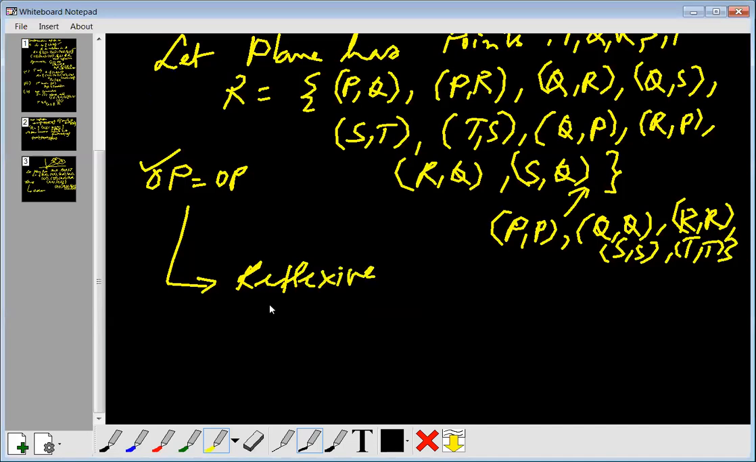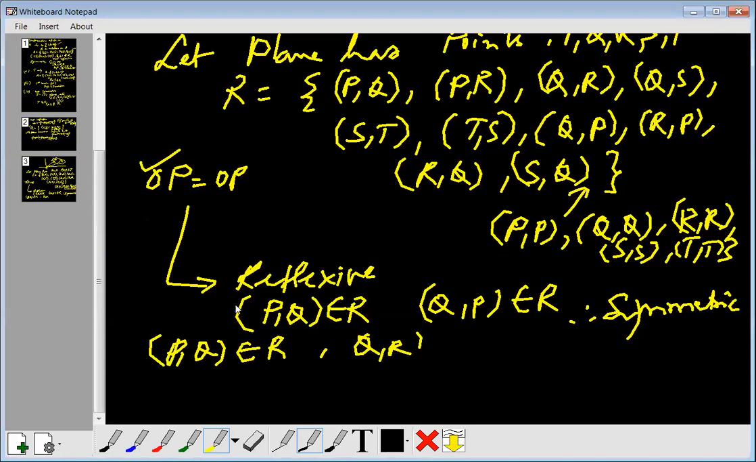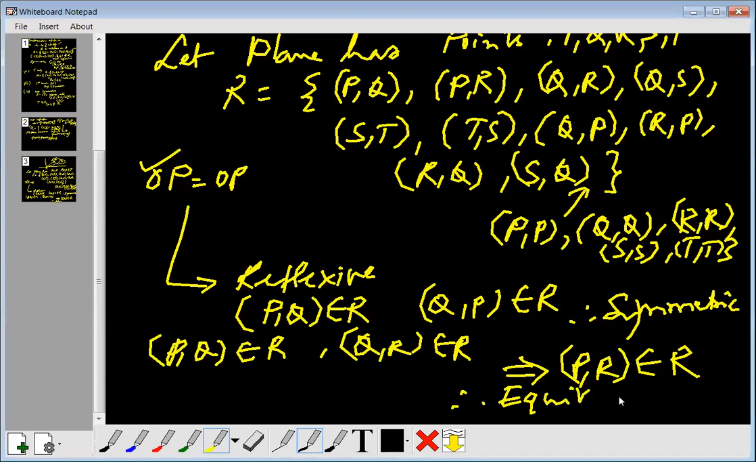The next one, PQ belongs to R, also QP belongs to R. Therefore, it's symmetric. I think you can give all examples also. The third one was PQ belongs to R, QR belongs to R, and that implies points P and R also belong to relation R. Therefore, it's an equivalence relation. So we have proved that it's an equivalence.